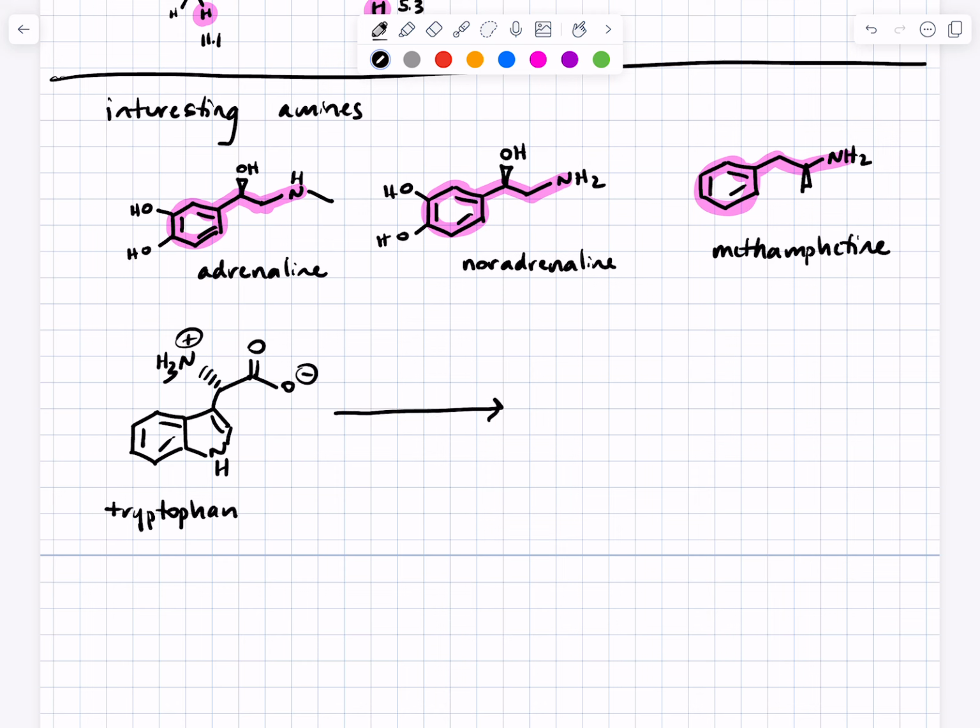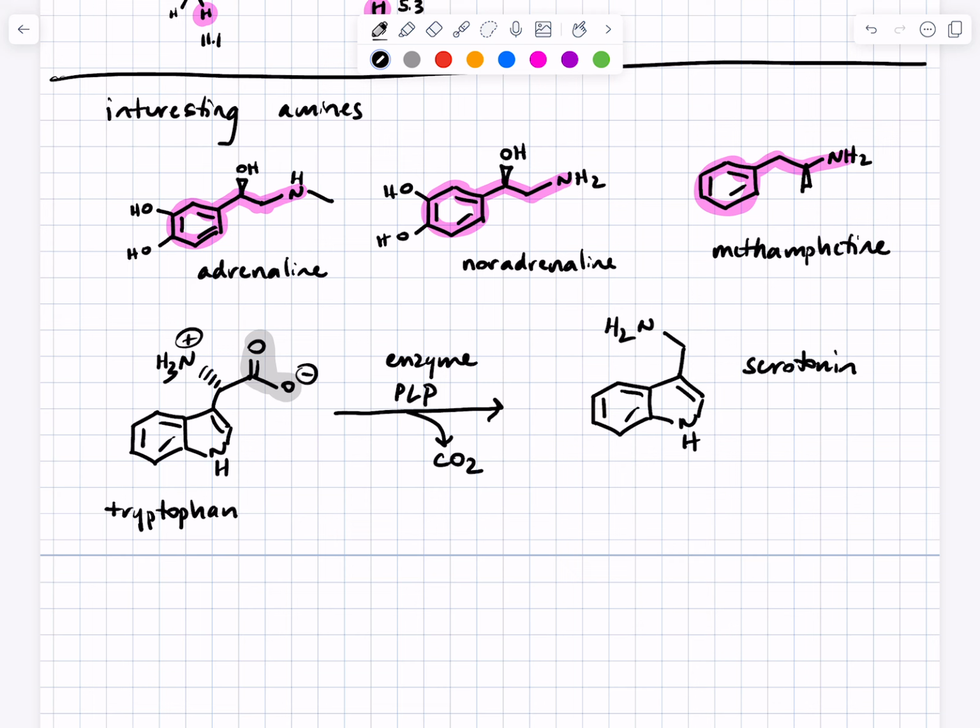We showed you that with the help of an enzyme and the cofactor PLP, we can decarboxylate, that's remove the carboxylic acid group, to generate just the amine. Oops, too many, there we go. And this is the neurotransmitter serotonin. And dopamine is made from a very similar pathway. Both of them are primary amines.